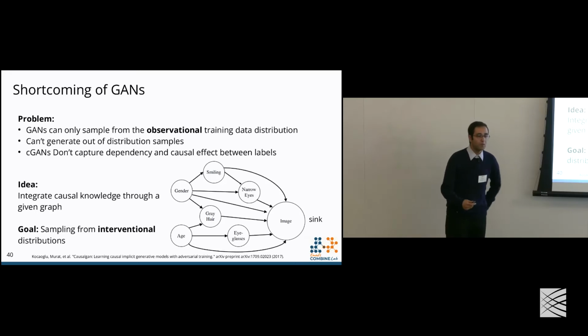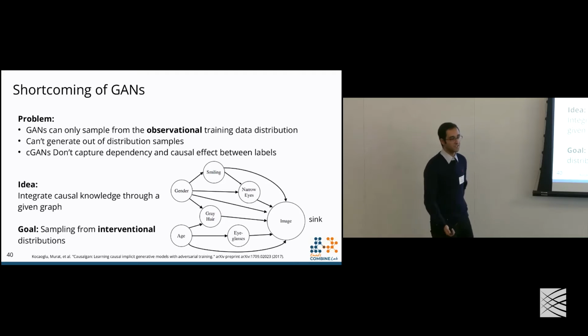Now, what's the problem with all the GANs that we previously saw, with conditional GAN, with normal GANs? It's that they can only sample from these observational distributions. And that means that they cannot sample from distributions that they haven't seen before. So they cannot sample from out of the distribution places. So they cannot sample females with mustache, for example. And that is because they can't capture this dependency that we have between the labels on which we are conditioning our image.